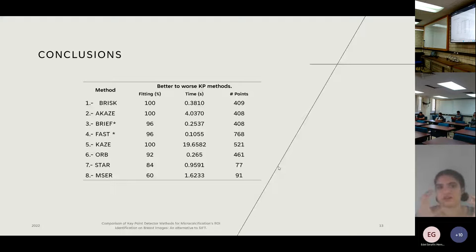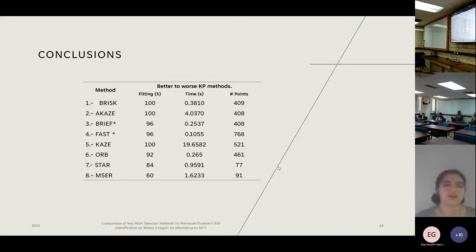And this is not always as precise as other methods that employ Gaussians and so on. Also, if we look at the number of points, STAR gives us 77 points, which is the lowest number of points of all methods, but it also has a high level of failure.